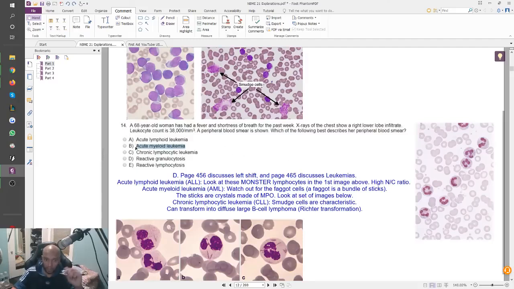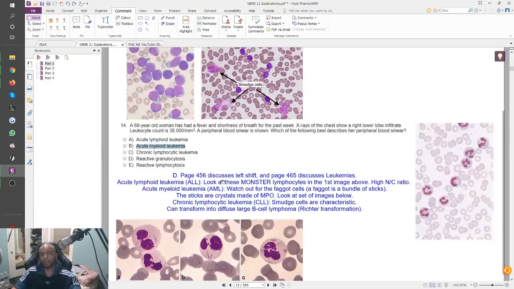And since it's not either A or B, it's not going to be C either, chronic lymphocytic leukemia. So now you're just between D or E, reactive granulocytosis or reactive lymphocytosis. And these are granulocytes, neutrophils. Neutrophils, right? So you go ahead and pick reactive granulocytosis.